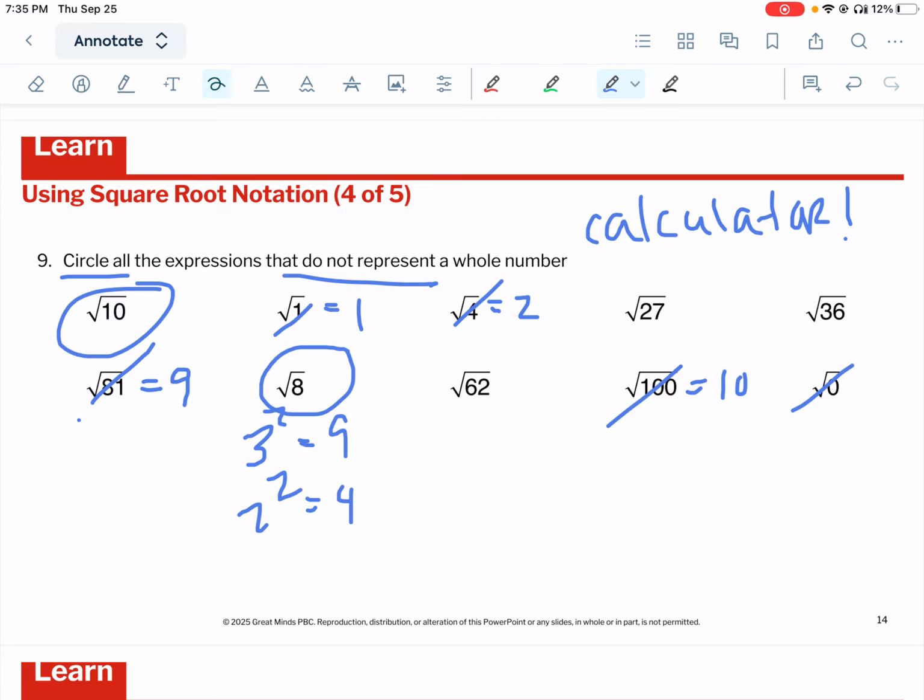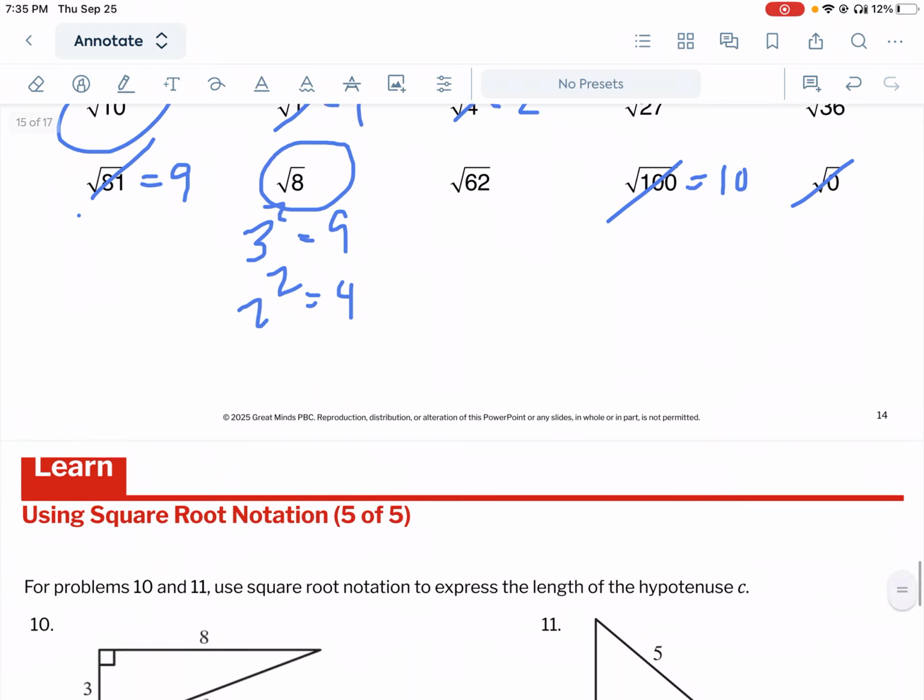I'll leave you to do square root of 62, 27, and 36 on your own. We are going to move on a little bit.